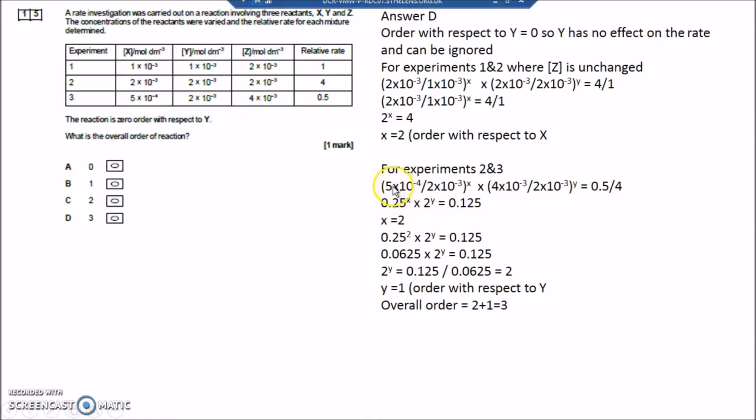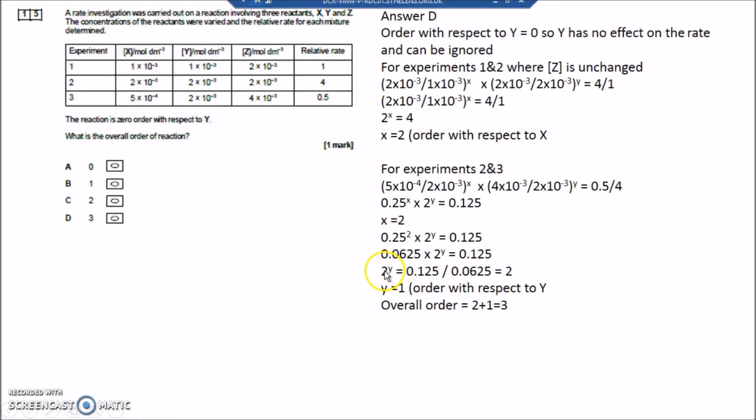Let's do some cancelling now. This is 0.25 to the power x. 4 times 10 to the minus 3 divided by 2 times 10 to the minus 3 is 2, so 2 to the power y, and 0.5 divided by 4 is 0.125. So if x equals 2, we know that 0.25 squared times 2 to the power y equals 0.125. That's 0.0625 times 2 to the power y equals 0.125. So 2 to the power y is 0.125 divided by 0.0625, which equals 2. So y must be a 1.